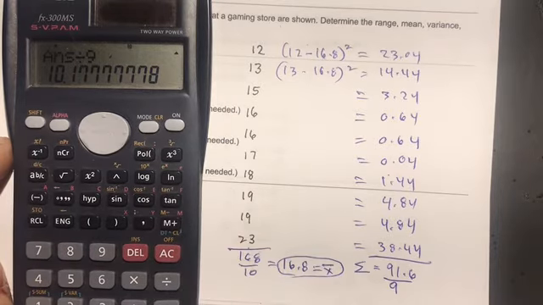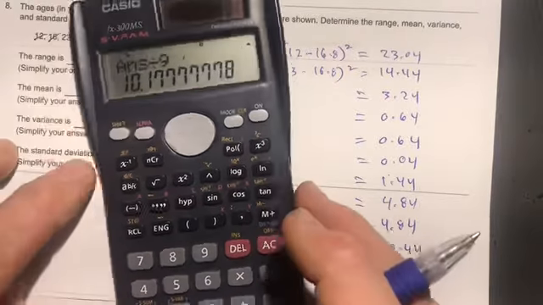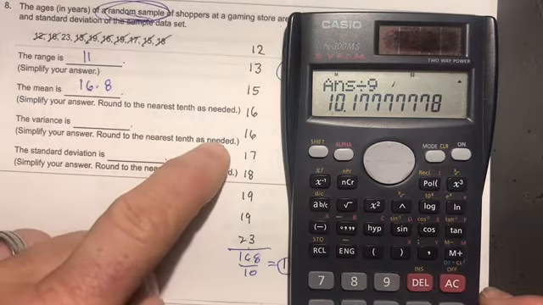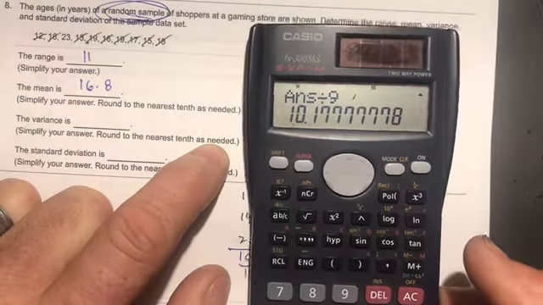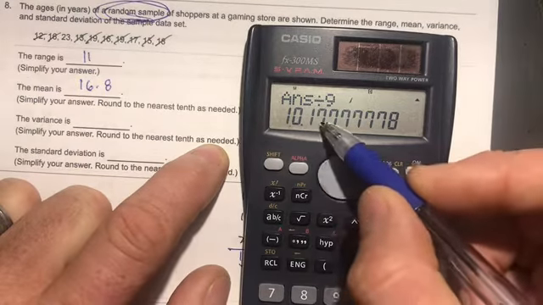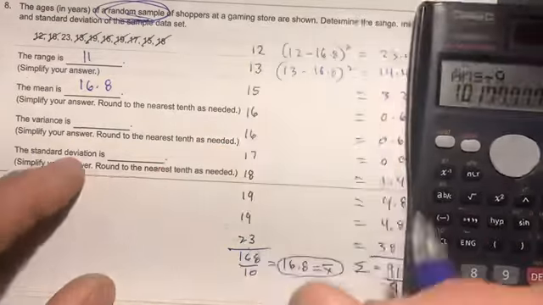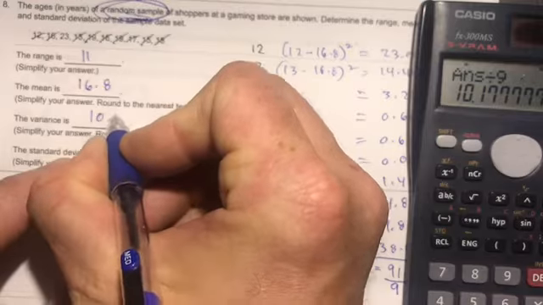10.1777. Okay. Which, you got to read this right here. Simplify your answer, round to the nearest tenth. All right, so that's going to make this 10.2 because the 7 will make the 1 go up to a 2. So this is 10.2.